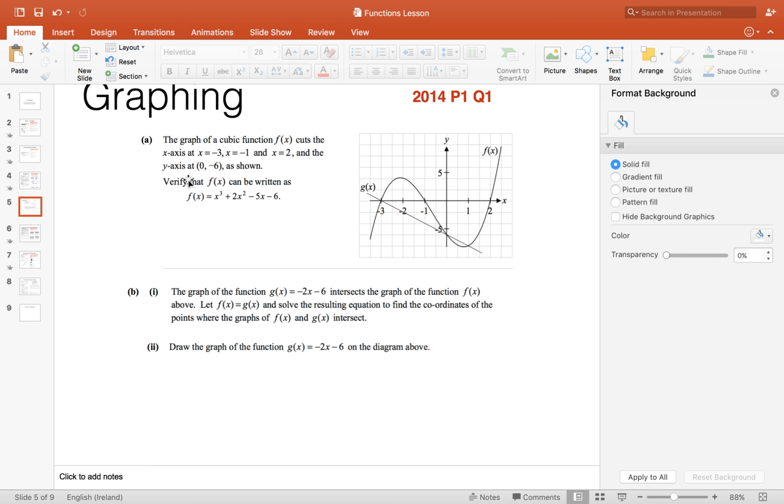First question is to verify that it can be written like this. So that's telling us this is true. We want you to prove it. Now the word verify means that we can use this to prove it. If it said show, we would not be allowed to use this.